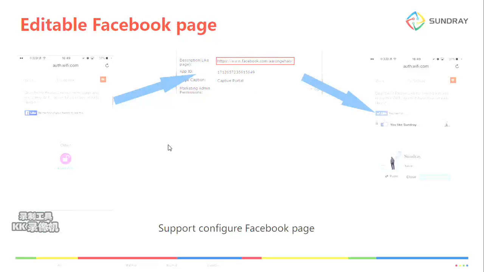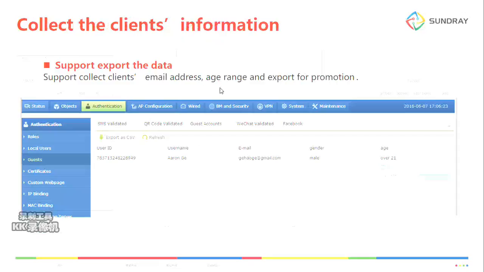Next, we can easily add the Facebook Lite page into the controllers. In this way we can help to promote the customer's Facebook Lite page. And through Facebook authentication, we can get the client's information, like the email address, age range, and other information like gender. We can export this information for second-time promotion using the email address.